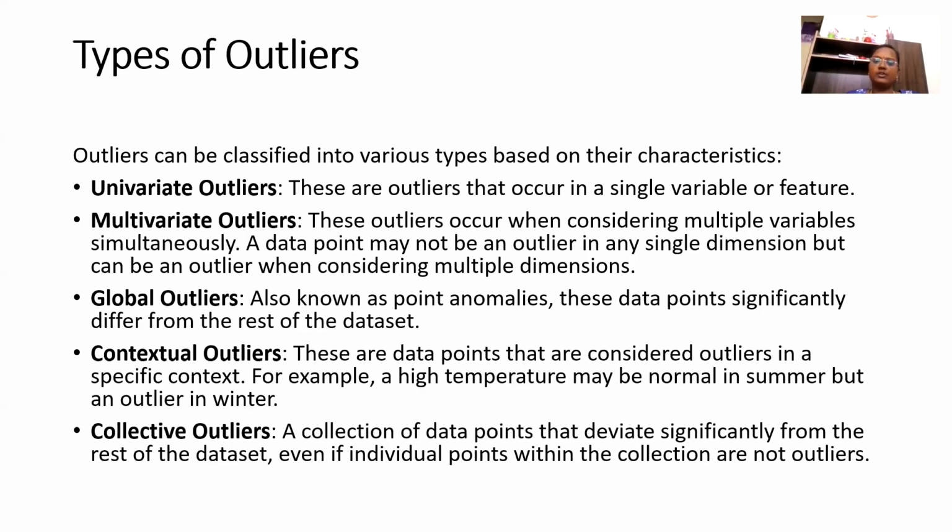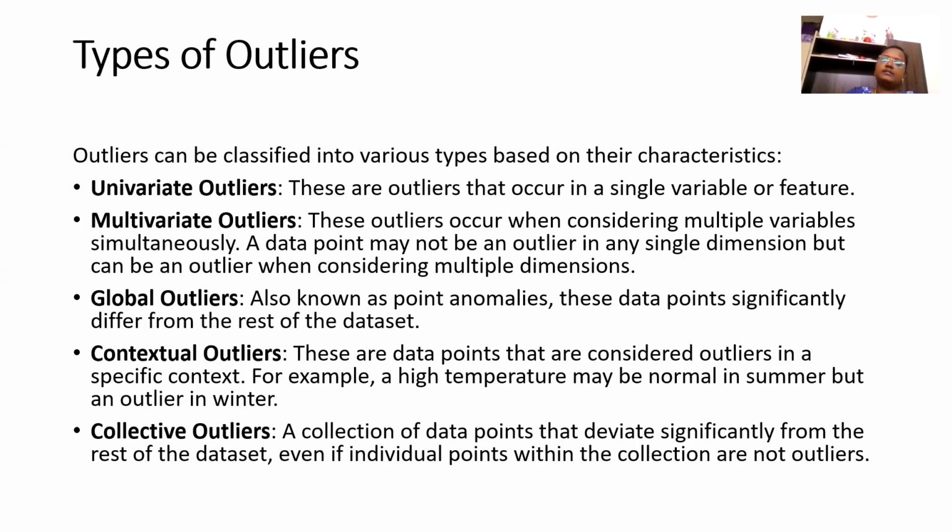Global outliers, also known as point anomalies: these data points significantly differ from the rest of the data set. Contextual outliers are data points that are considered outliers in a specific context. For example, a high temperature may be normal in summer, but an outlier in winter.